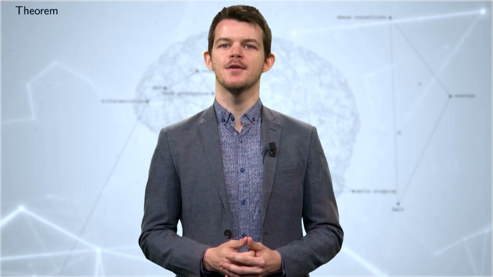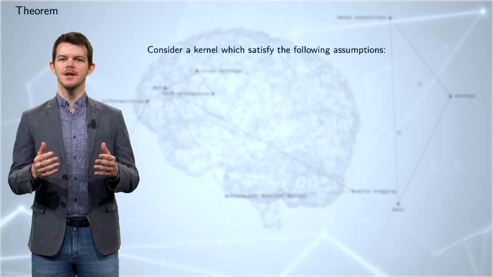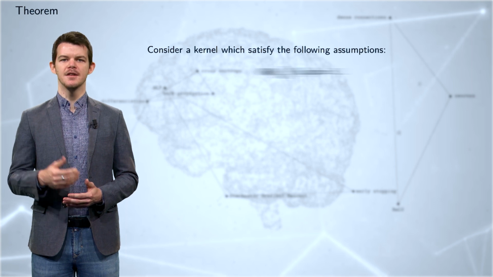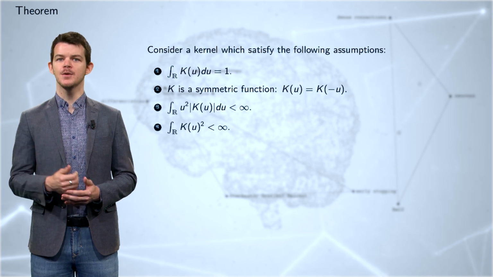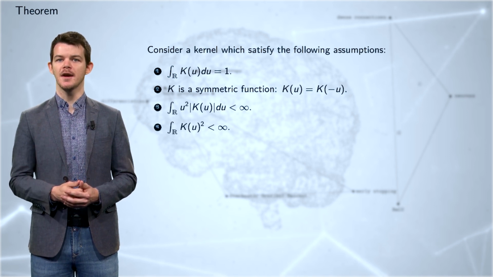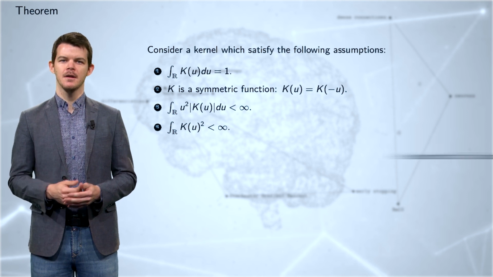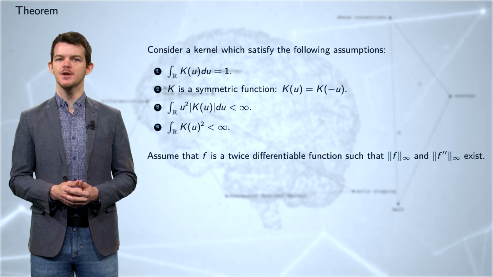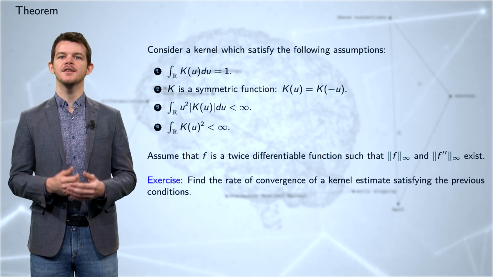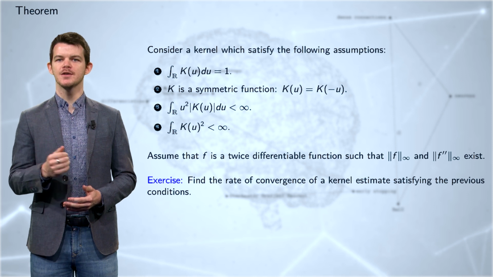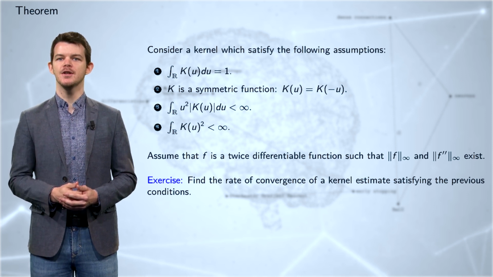Now we're going to establish a theorem about kernel methods. Consider a kernel which satisfies the following assumptions. The integral of k is equal to 1. K is symmetric. Plus, you have these two conditions on the integrals of the absolute value of k and k squared. Assume also that f is a twice differentiable function such that the infinite norm of f and the infinite norm of f second exist. Here is an exercise. Can you find the rate of convergence of a kernel estimate satisfying the previous conditions, as we have established it for histograms? You can take some time and pause the video.